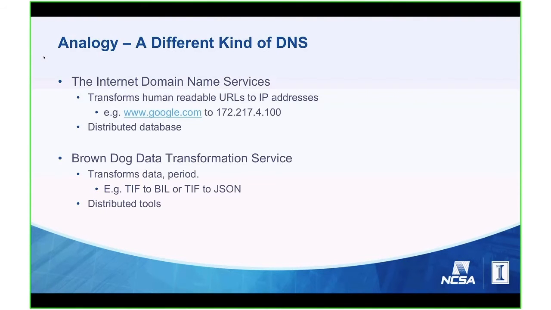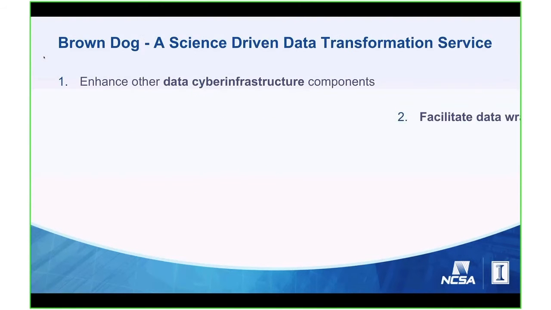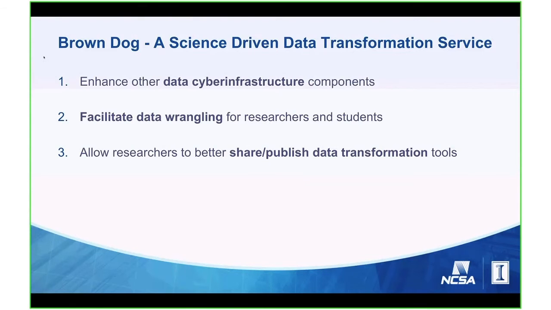Going with that analogy, another aspect is the distributed nature. Both of these things emphasize that they're not at one location, but made up of a bunch of different pieces that talk to each other to do this service. I won't get into that too much today, but that's a key aspect of this as well. And so how this fits into things is basically three major parts. One is into other data cyber infrastructure components that are being built out there, and I'll touch on those. Second is with regards to the users, you guys, facilitating your data wrangling needs. And lastly, publishing these data transformation tools so that other people can leverage them.